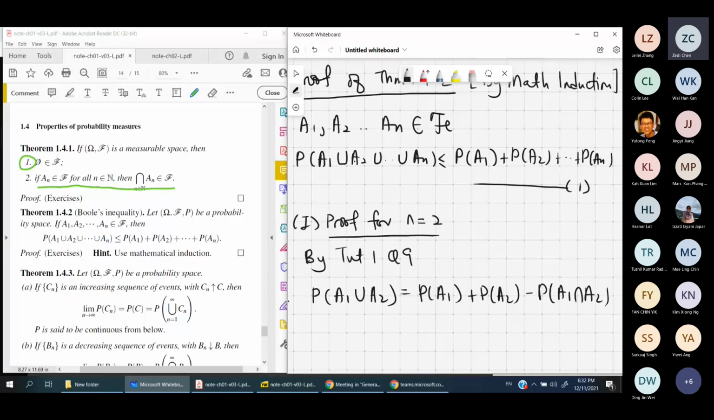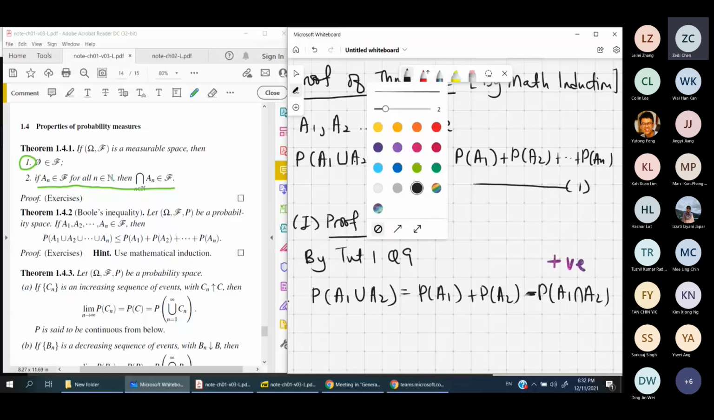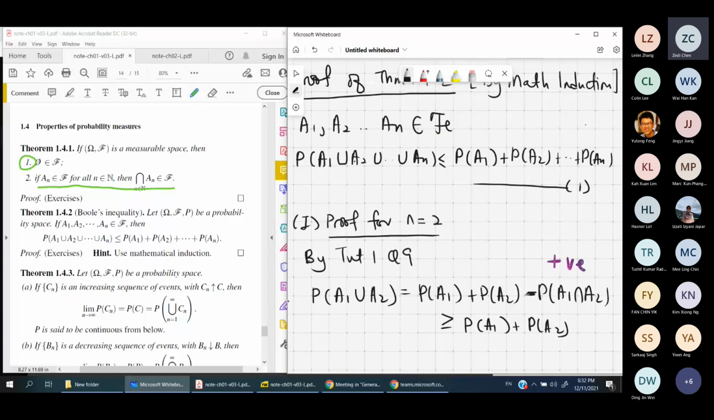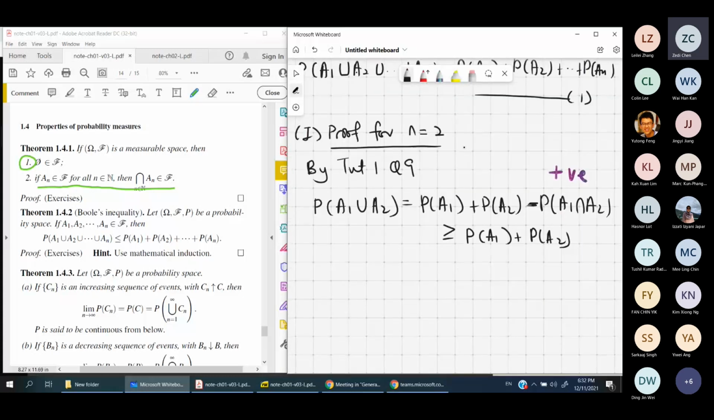However, I believe you should have seen this before. Because this term is positive, and we subtract a positive number, P of A1 or A2 must always be less than or equal to P of A1 plus P of A2. Now we have verified this formula for n equals 2. Hence this formula is true for n equals 2.